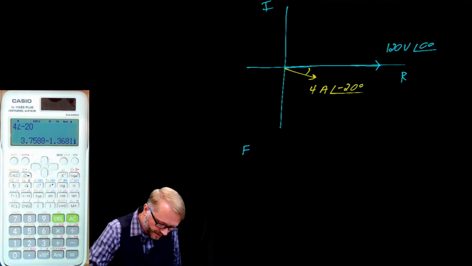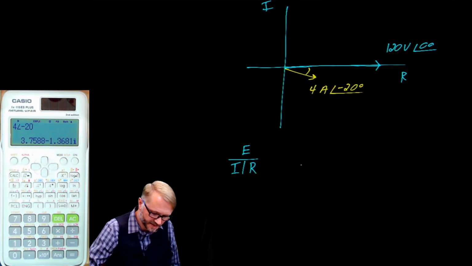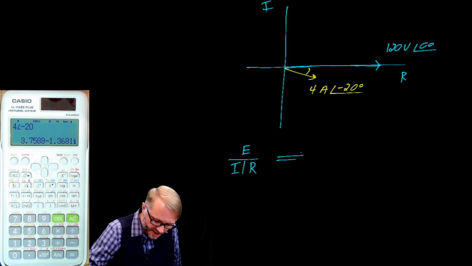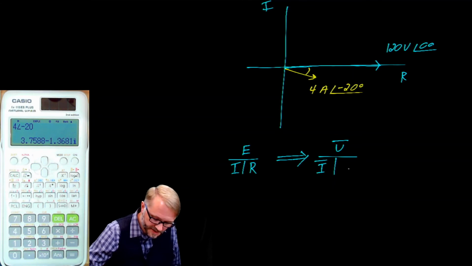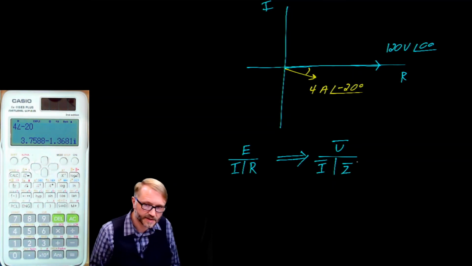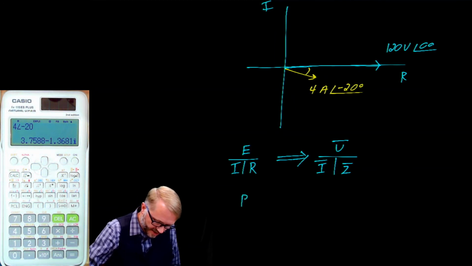You'll recall Ohm's law looked like this in DC circuits. Well, it just changed in AC circuits, so now we talk about a voltage vector over a current vector over something called an impedance vector. Our power law changed as well.